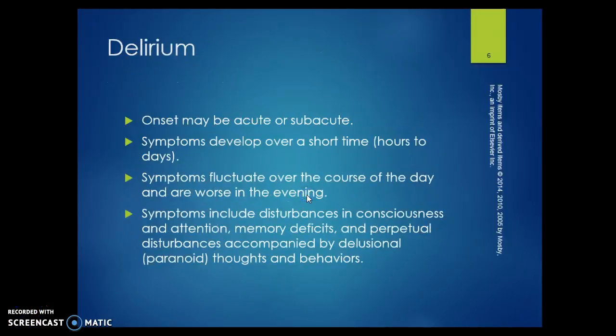Okay, so we're going to go next into delirium. Delirium, the onset may be acute or subacute. Symptoms develop over a short time, so hours to days. Symptoms can fluctuate over the course of the day and are worse in the evening. And symptoms may include disturbances in consciousness and attention, memory deficits, perceptual disturbances accompanied by delusional or paranoid thoughts and behaviors. Remember, we talked about how delirium can be caused by medications.